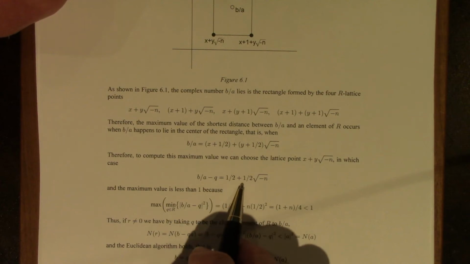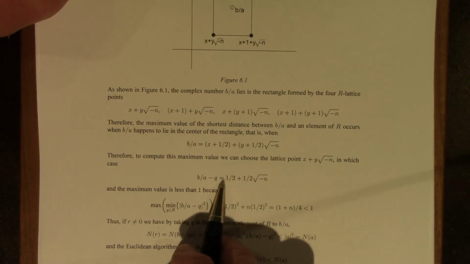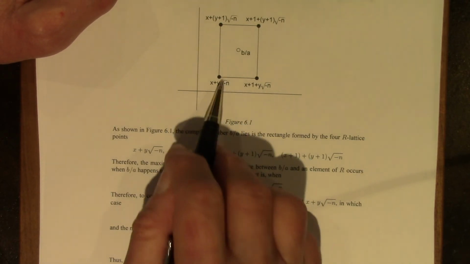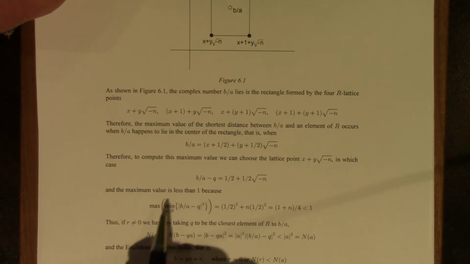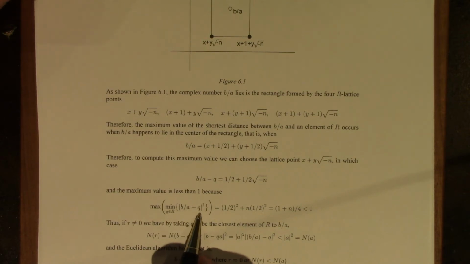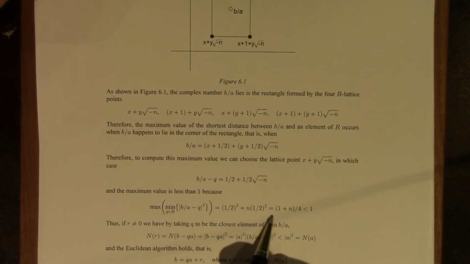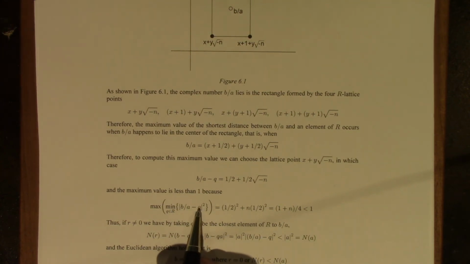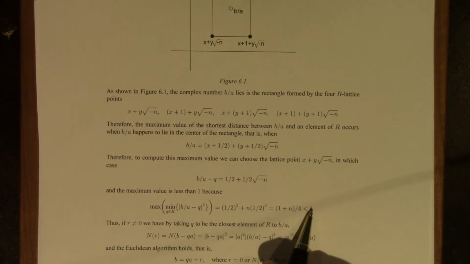This is the difference between, so q is this bottom left vertex here, the lattice point of R, and the maximum of the minimum of the square of the distance is this. We subtract and square. That's equal to 1 plus n over 4, which is less than 1. So the maximum shortest distance is also less than 1.